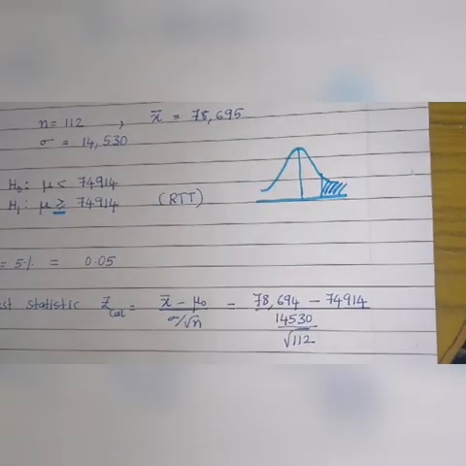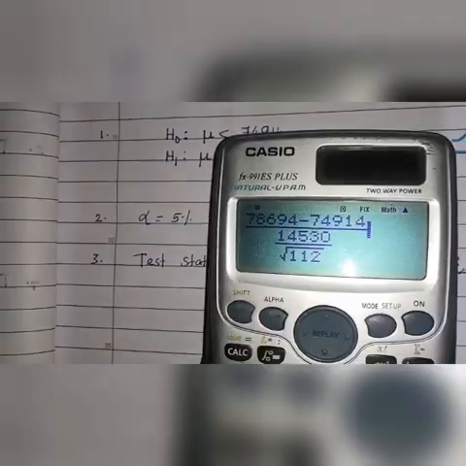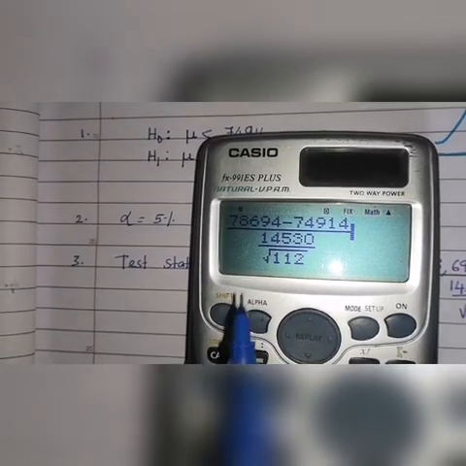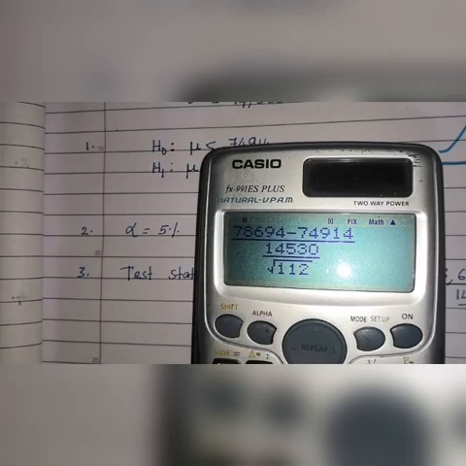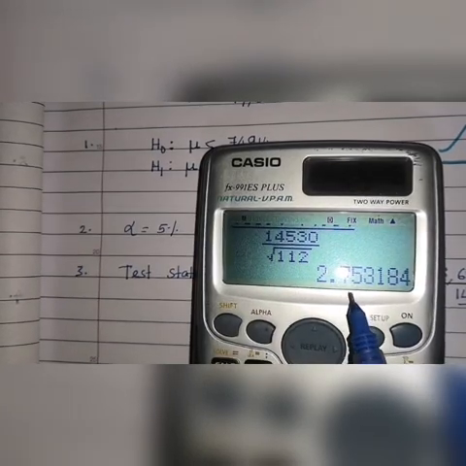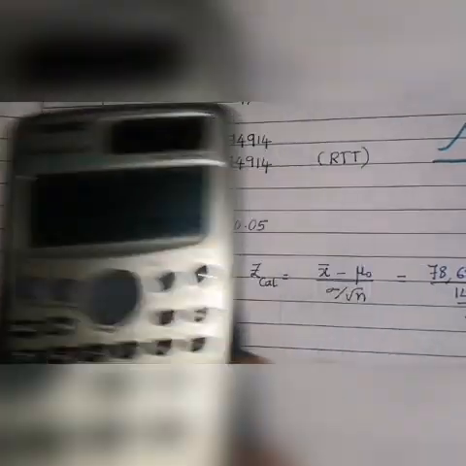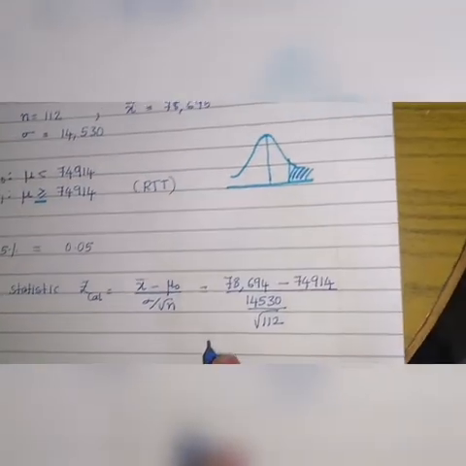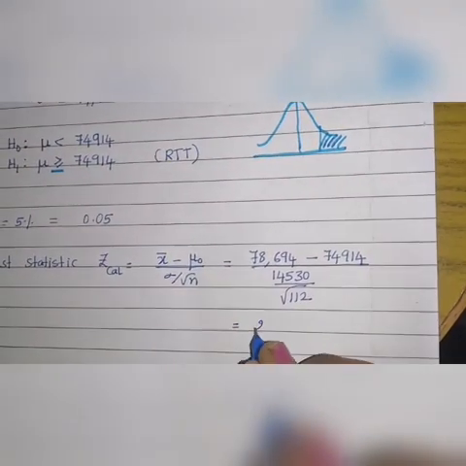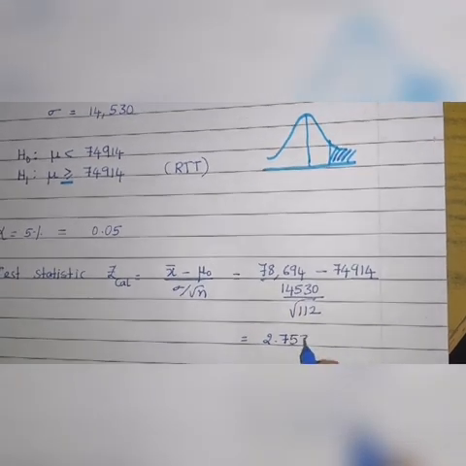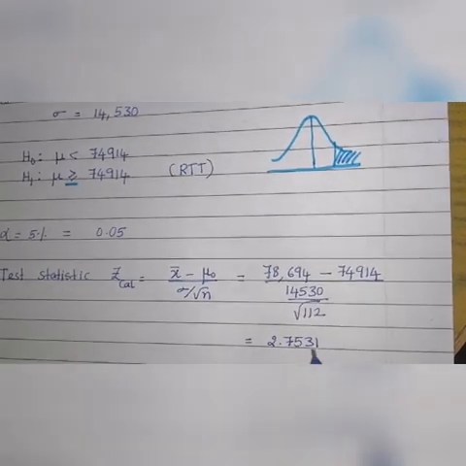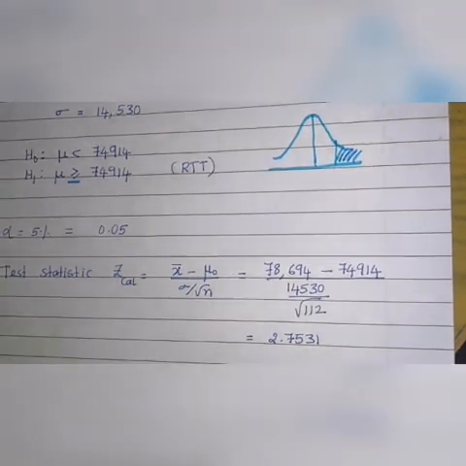Let us calculate this value. Now the values have been entered in the calculator. If you see, this is how we enter. Then the value is 2.7531. So this is equal to 2.7531. Okay, so we have calculated the test statistic value.